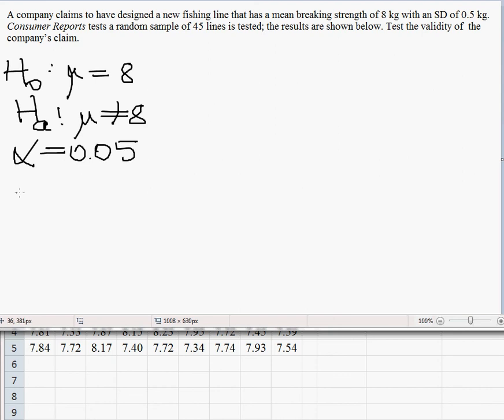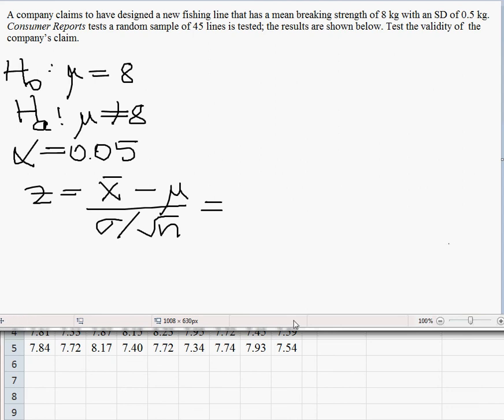and we compute the z-value. We have a decently large sample. Also, the standard deviation is given, so we can know the value of sigma. So z equals x bar minus mu over sigma divided by the square root of n. Okay, so let's compute this.